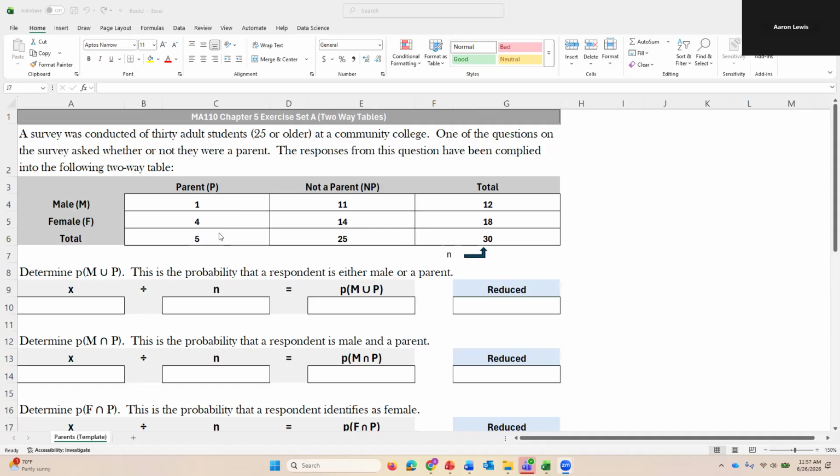That means if five were parents, the other 25 were not parents, and 11 male respondents in this survey were not a parent. 14 female respondents were not a parent. Or you can go the other way. Out of these 30 people, what portion identified as men and what portion identified as women? For men, we had one who was a parent, 11 who weren't parents, 12 males in total replied to the survey. For females, four female students were parents, 14 female students were not parents, but in total, 18 replied. And 12 plus 18 is 30, 5 plus 25 is 30.